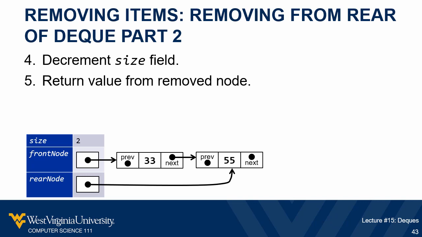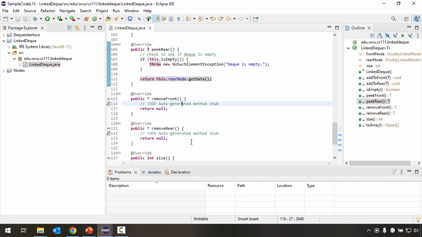Let's go into Eclipse and see how to code this up. So we have two methods here, one to remove from the front and one to remove from the rear. If we have a case where there's only one thing in our deck, it's not going to matter which of these two methods we call. They'll both have the appropriate code to handle that situation. Let's start off with our method to remove from the front.